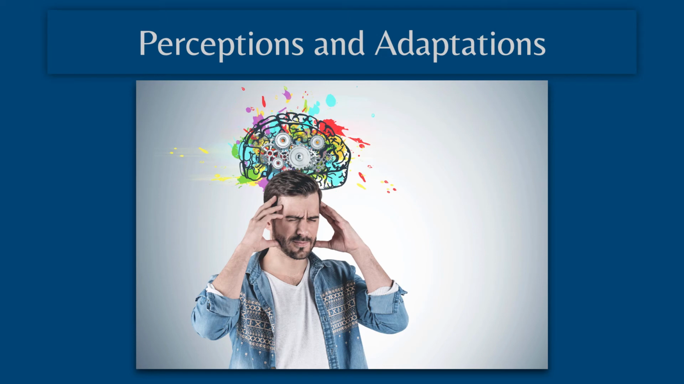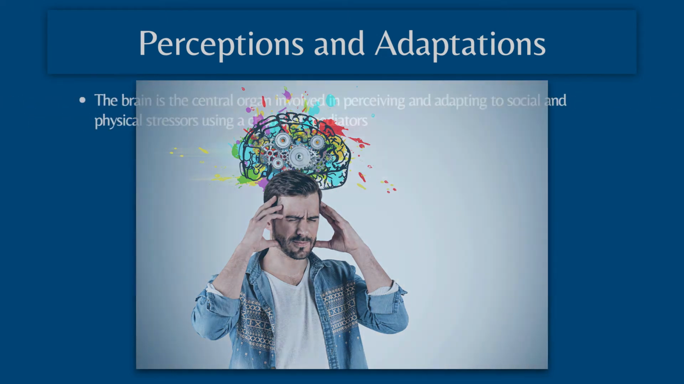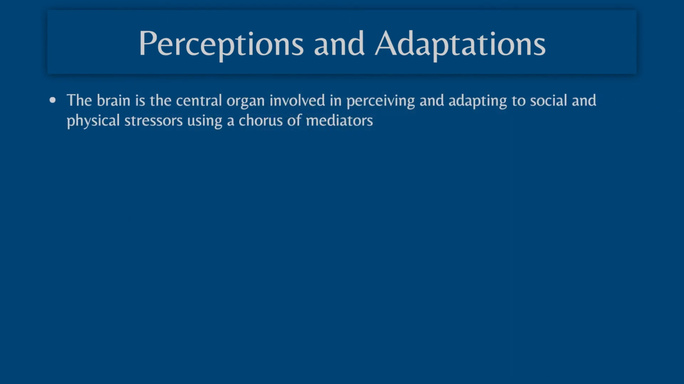So the brain is the central organ involved in perceiving and adapting to social and physical stressors by way of multiple interacting mediators, from the cell surface to the cytoskeleton to epigenetic regulation and non-genomic mechanisms.